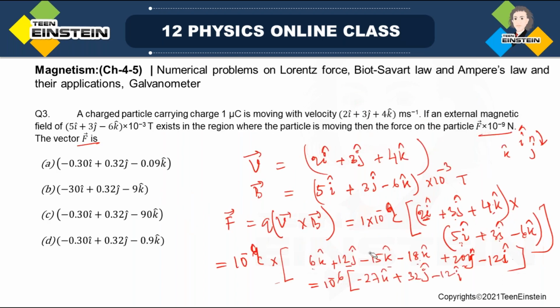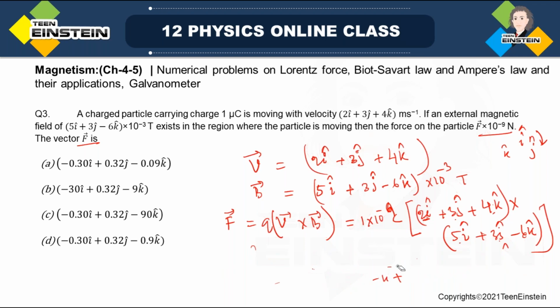Let me just erase this part and write down what we have got. I think there was some mistake in the vector multiplication here. So we have got minus 30 i cap plus 32 j cap, and with k we have got minus 9 k cap. Along with that 10 to the minus 9. Okay, this is in Newton. So this factor is already there, so we had to find out this.